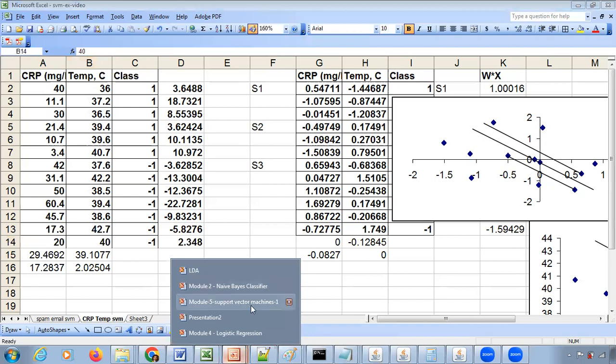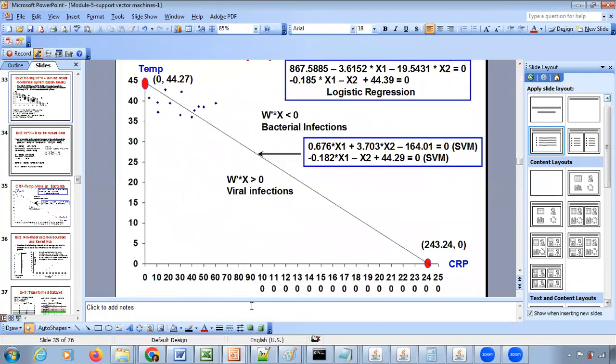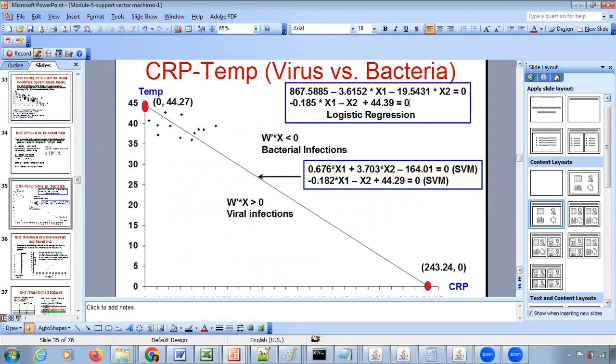Okay. And here I just show a comparison with what we got for support vector machines. So for support vector machine, this is the equation we got. Sorry, for the logistic regression.